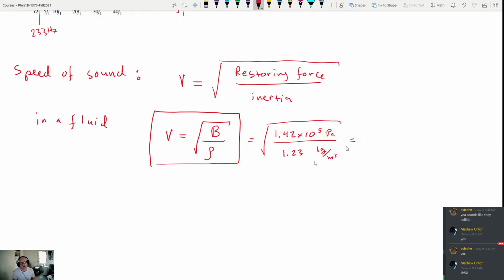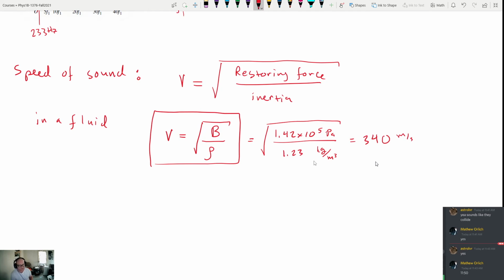I can see how that's going to work out. It looks like it's going to work. 1.42 E5 divided by 1.23 to the 0.5 power. Yeah, you get 340. It's not exactly the same number, but it's pretty close. And I'm sure if I used more digits on these things, it would be even better. So you get about 340 meters per second. So that's pretty close, right?